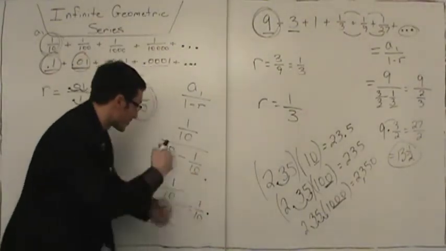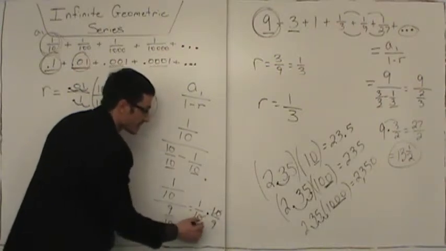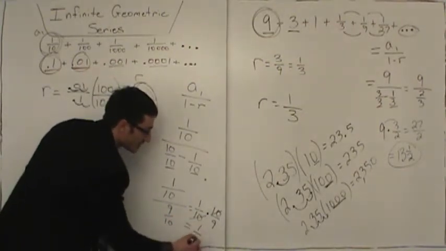Multiplied by the reciprocal, what? 10 over 9. And what happens? The 10s cancel, we're left with what? This is equal to 1/9.